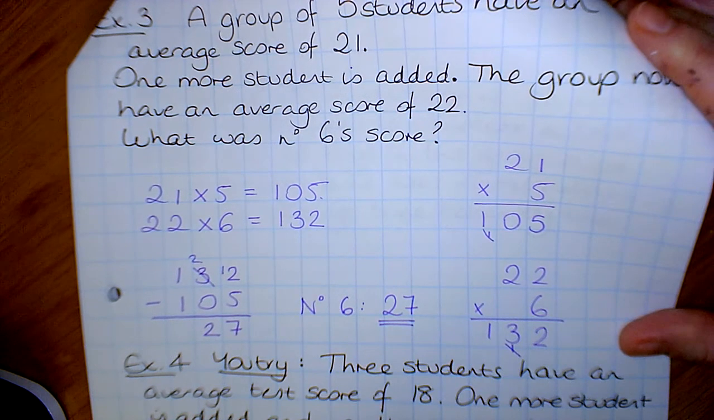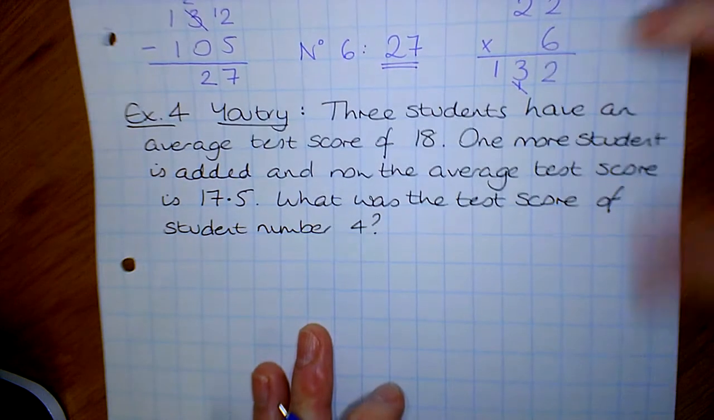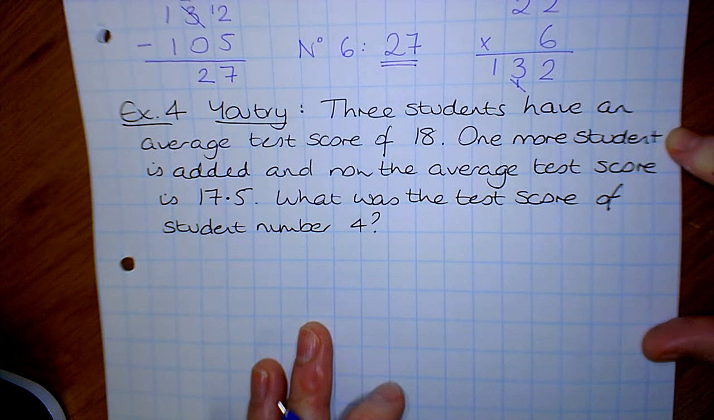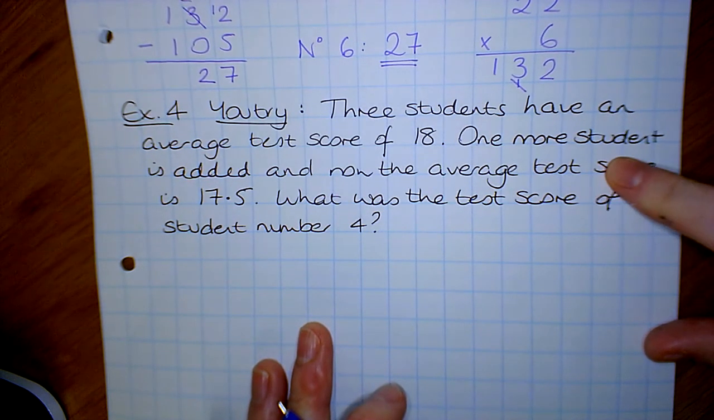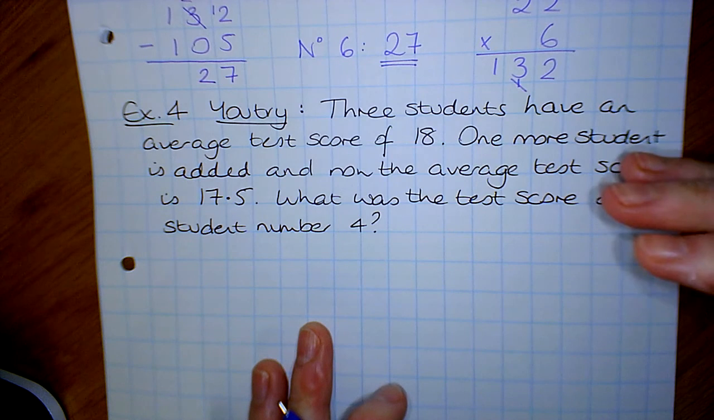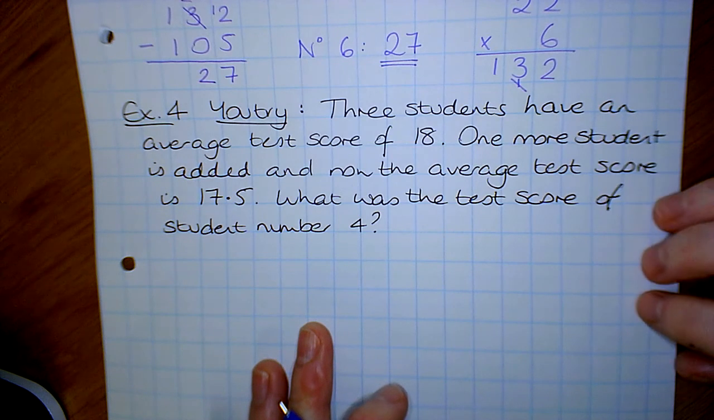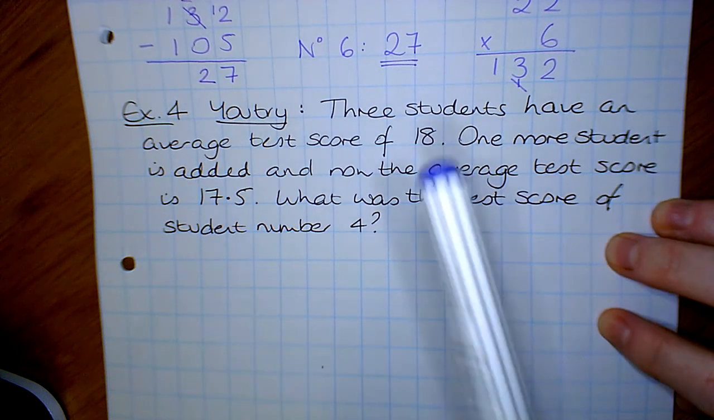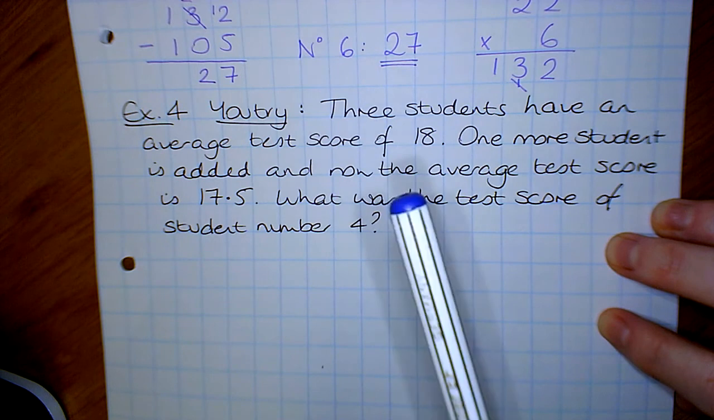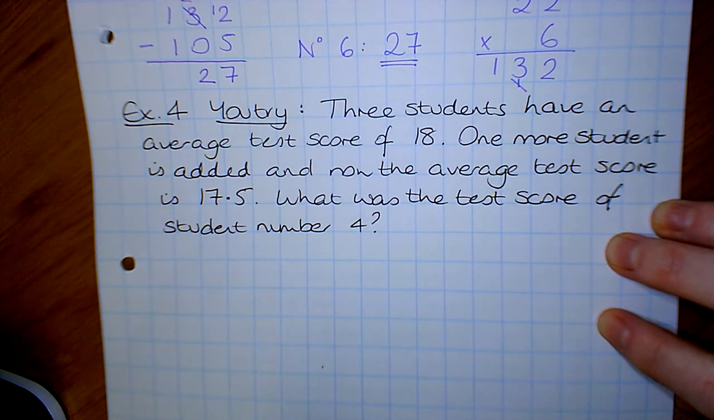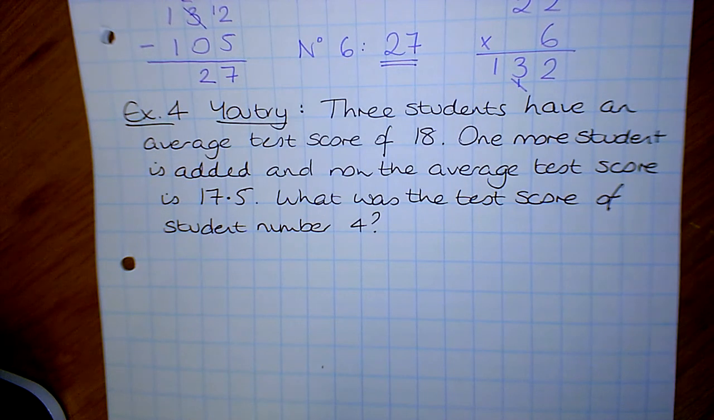So you're going to have a go at exactly the same question, but in a different context. So 3 students have an average test score of 18. One more student is added, so we now have 4 students, and now the average test score is 17.5. So it's gone down in this case, but that doesn't matter, you still find the difference. What was the test score of student number 4? Pause when you're ready, and then when you're ready to mark your work, you can press play.